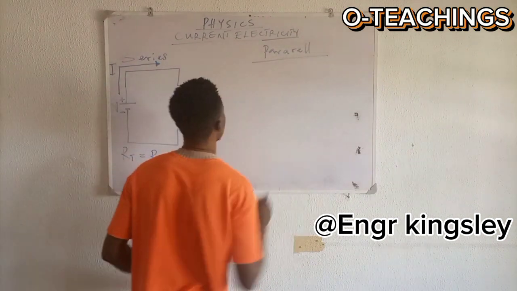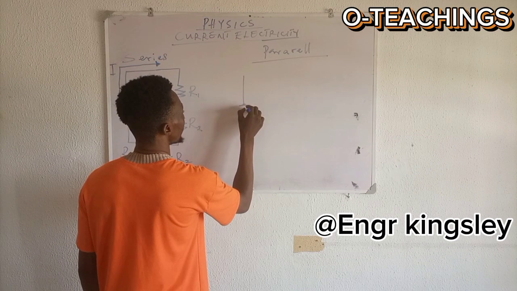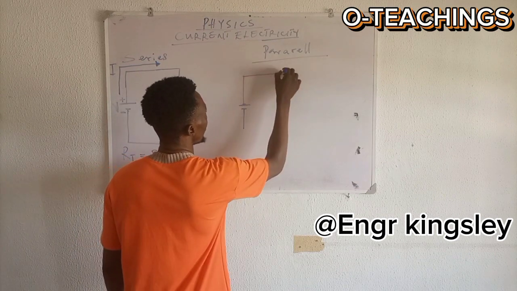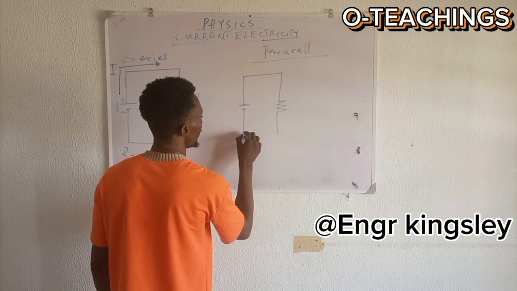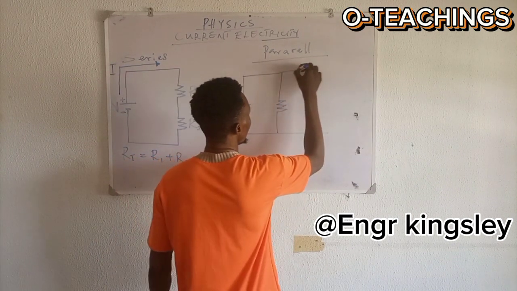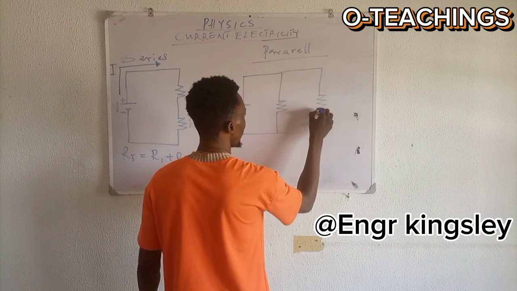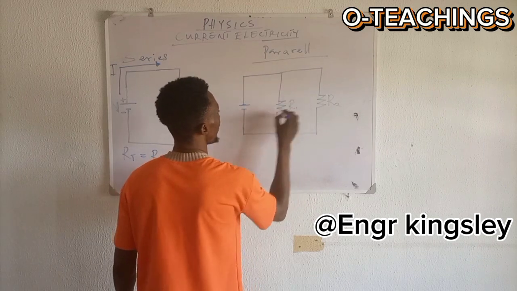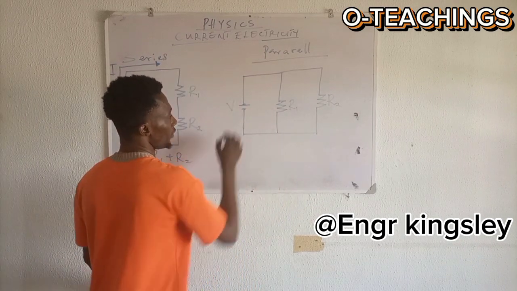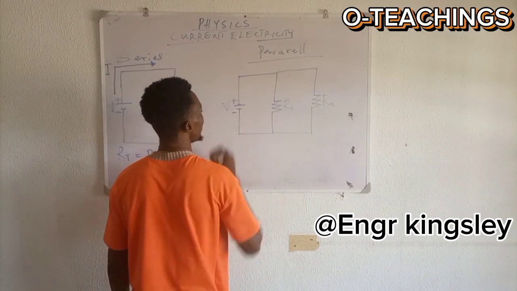Then if it is arranged in parallel, it will be looking like this. Okay, please don't judge me because of my diagram. Just understand what I'm teaching. Here is my R2, here is my R1, here is my potential difference. Here is my positive terminal and my negative terminal.